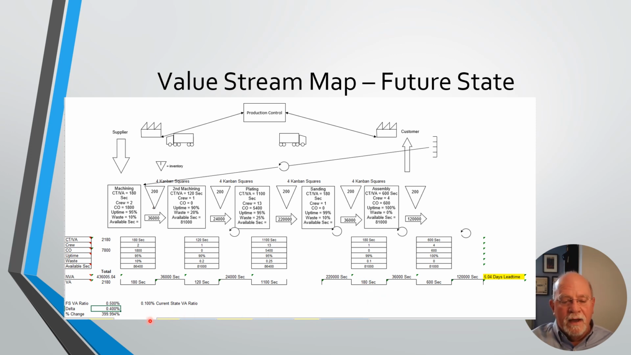The next thing we look at is what changed with the VA ratio. If you remember, the current state was 0.1 or 1/10 of 1%. The change to future state takes it to 0.5. The change between the two is 0.4, and that's a 400% improvement on flow of product from current state to future state.